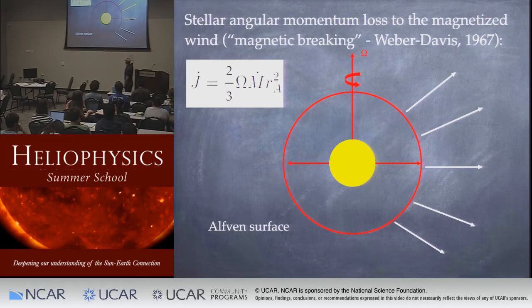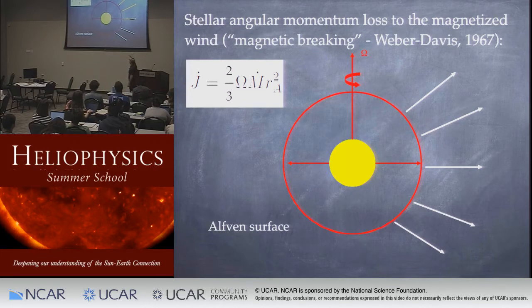Now, we can calculate the total angular momentum loss over this sphere by integrating the total mass, or parcels of mass, if you like, that is lost, and the amount of angular momentum that each parcel will have and will take with it. Okay? And in 1967, Weber and Davis, I think, were also here, came up with this idea of magnetic braking.